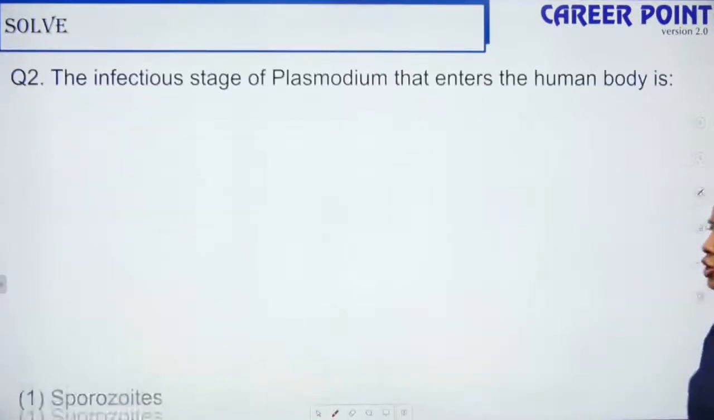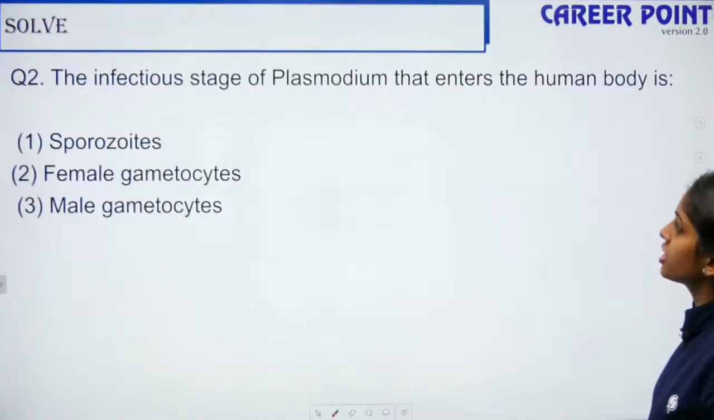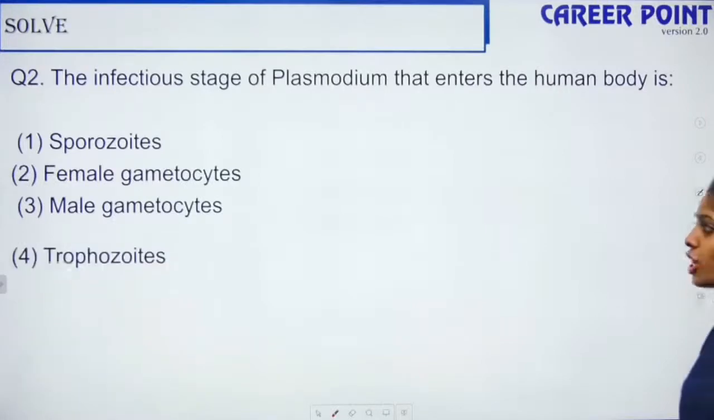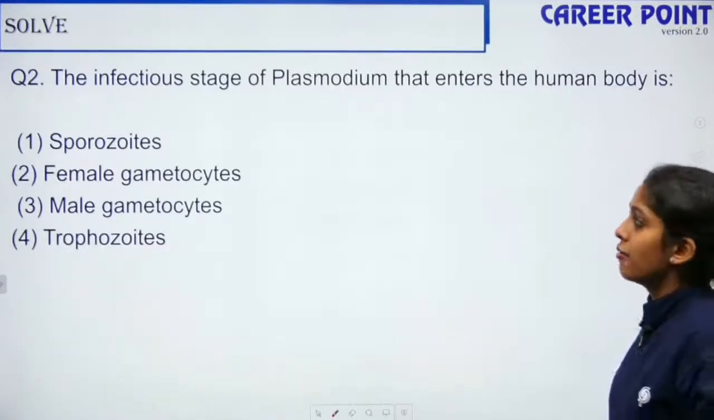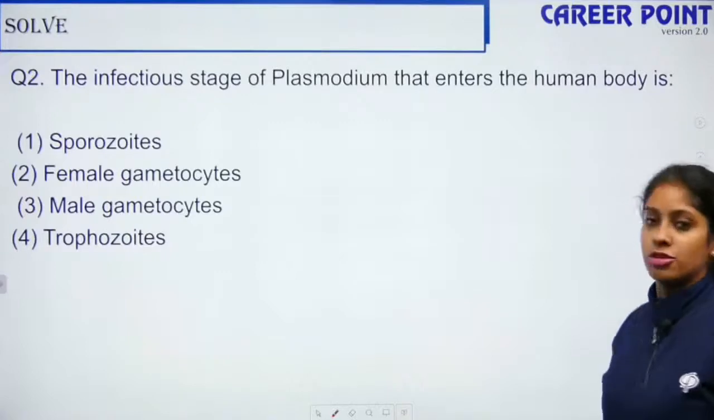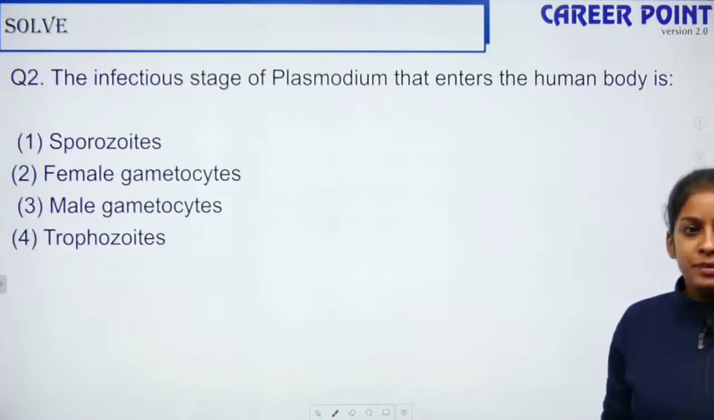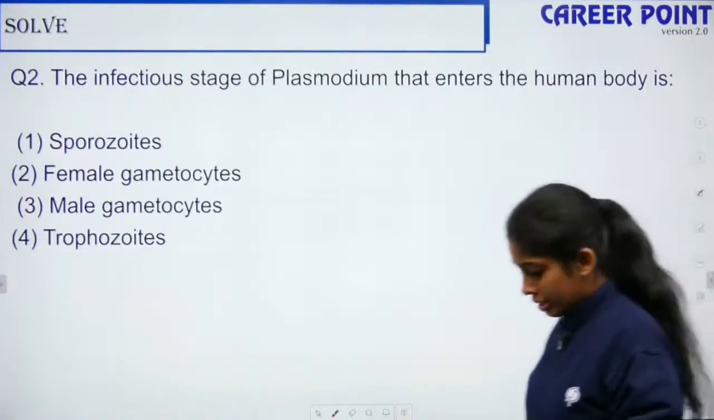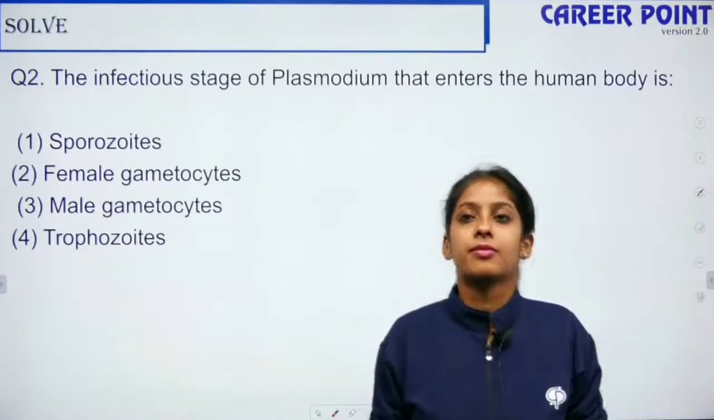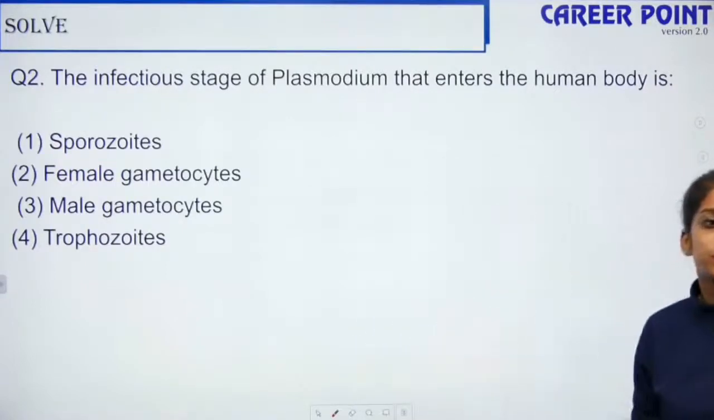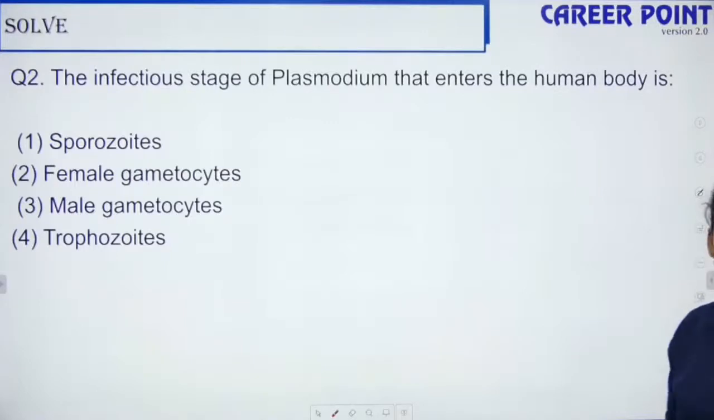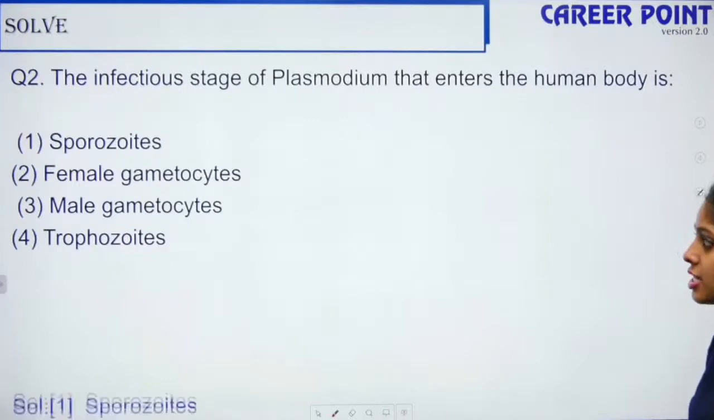Okay. So question 2: the infectious stage of Plasmodium that enters the human body is sporocyte, female gametocyte, male gametocyte, or trophozoites. Yes? Sporozoites. Yes, the right answer is sporozoites.